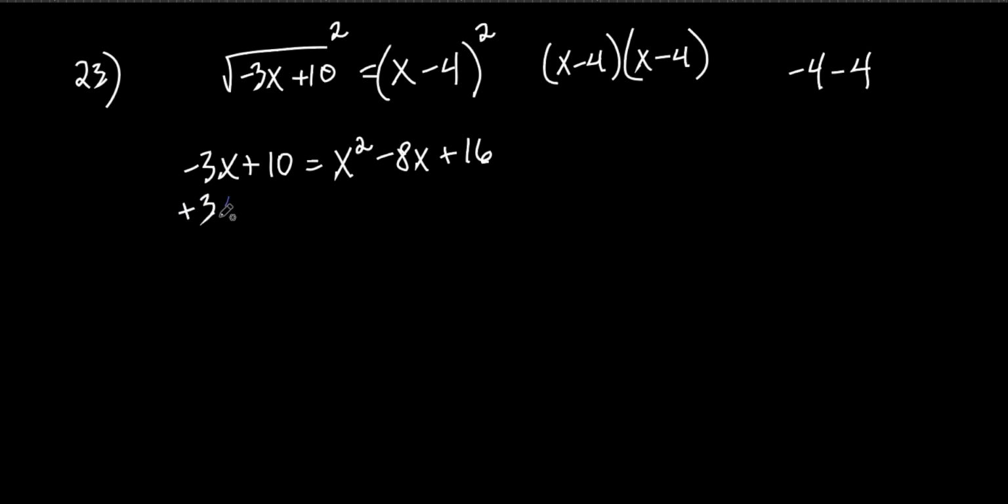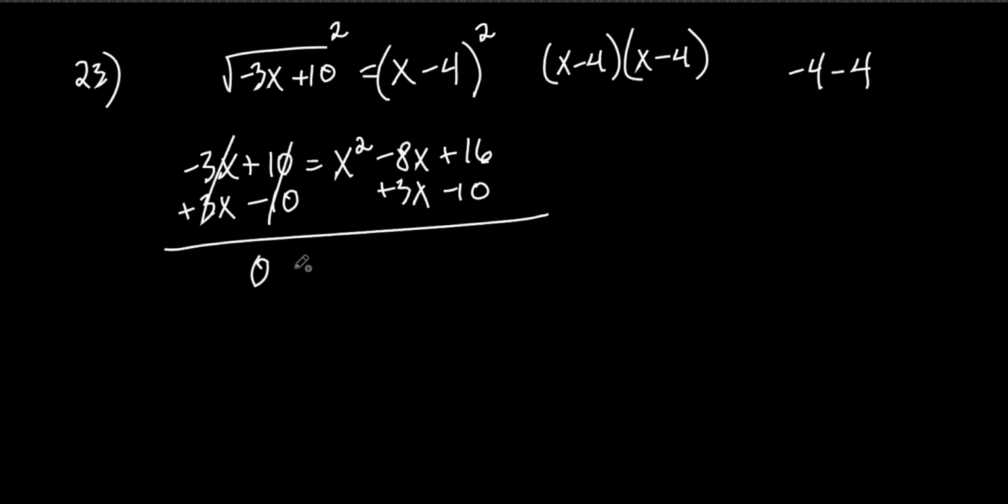So I'm going to add a 3x to both sides. And then I'm going to subtract a 10 from both sides. That should be something that you see right away. That's 0, so that's a 0. And what do we get? X squared. It's negative 8x plus 3x, which is negative 5x. And what's that? It's plus 6, correct?